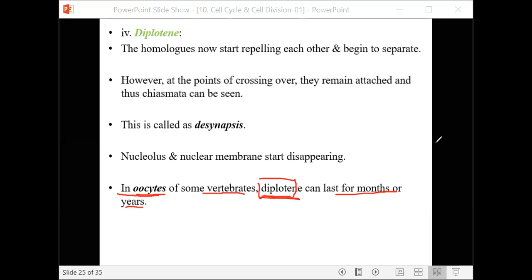Getting the point? What this statement is trying to say? It is connected with the reproductive process. Yes. Wow. Okay. It is like that.